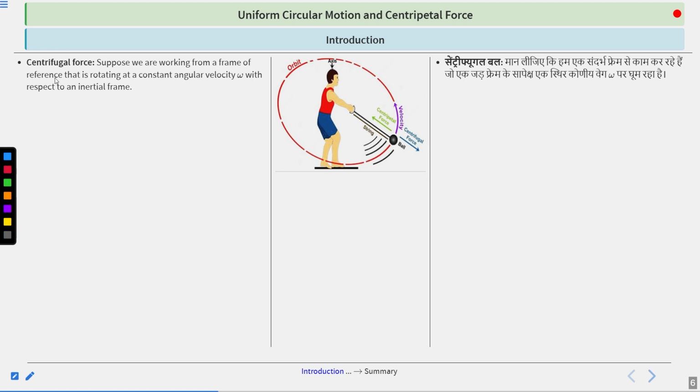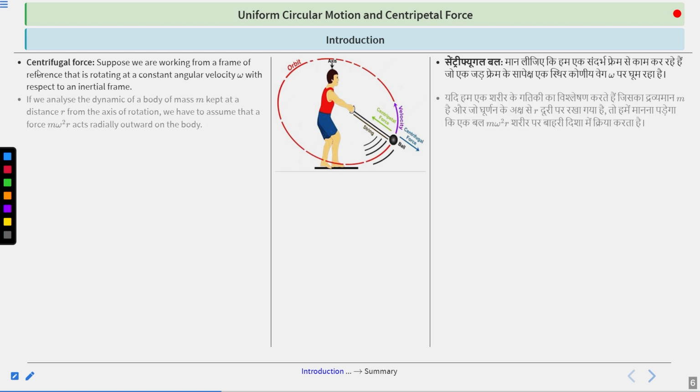Now we have the centrifugal force. Suppose we are working from a frame of reference that is rotating at a constant angular velocity ω with respect to an inertial frame. If we analyze the dynamics of a body of mass m kept at a distance r from the axis of rotation, we have to assume that the force m ω² r acts radially outward on the body.